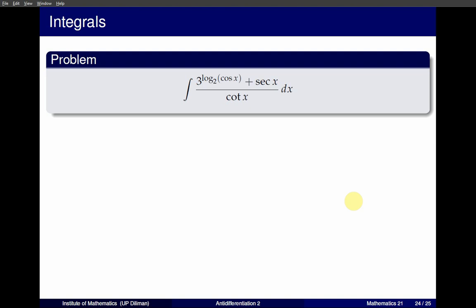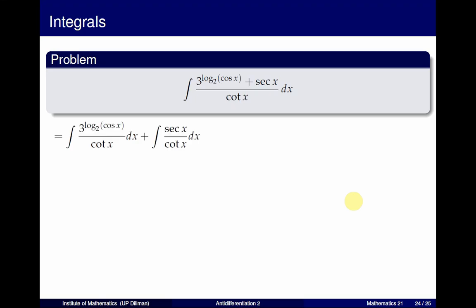This is again a fraction with multiple terms in the numerator. So what do we do? We separate the fraction first. So we have two integrals now. The first one is the integral of 3 raised to the quantity log of cosine x to base 2 all over cotangent x dx plus the second integral, which is the integral of secant x over cotangent x dx.